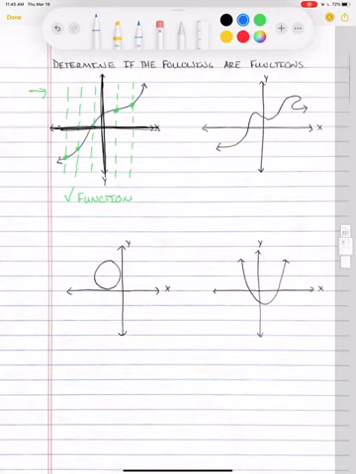So now we're going to look here. Again, I have a squiggly line. I have my coordinate plane, my x-axis, my y-axis. And again, I'm just going to draw vertical lines. I'm going to drop them through this graph.